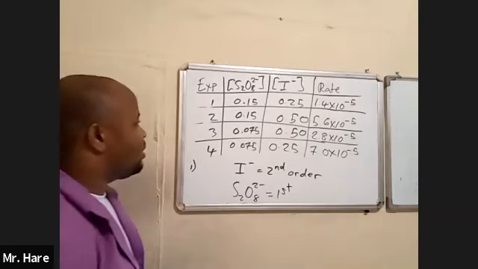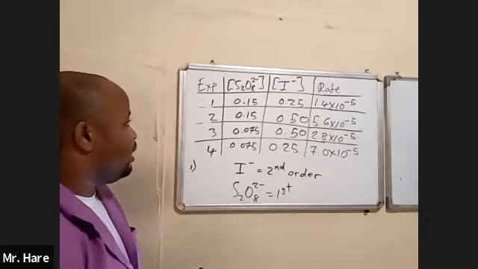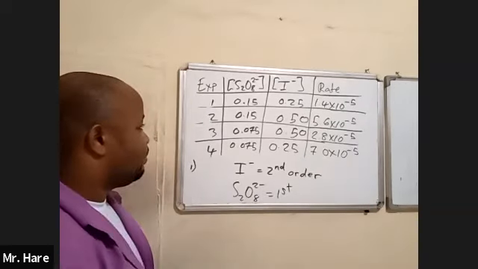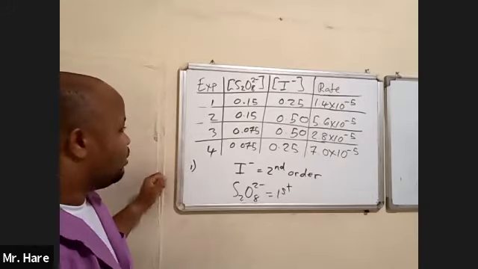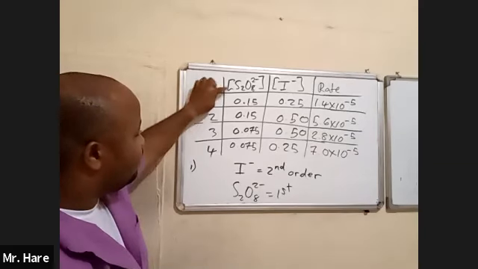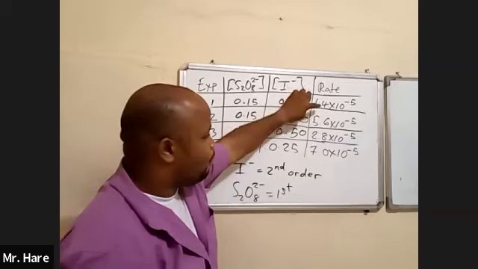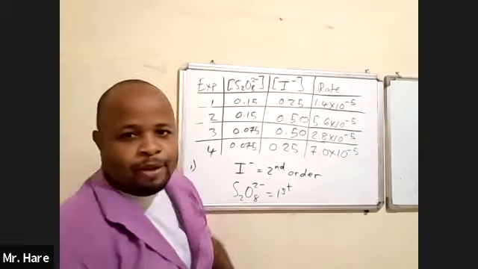S2O8 is first order. All right, so for the persons that say the iodide ion is second order, tell me how you got the second order. Because the concentration doubles and the rate quadruples. Which two experiments did you use? 1 and 2. All right, so you use 1 and 2 because for 1 and 2, this was kept constant, right? And then you double this and the rate went up by a factor of how much? 4. That is correct.